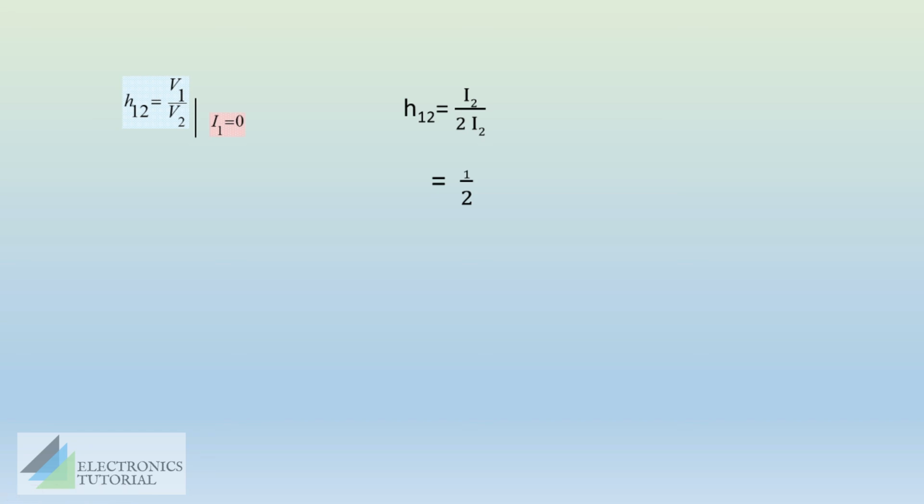One more parameter value needs to be found out, H22. H22 is having I2 in the numerator and V2 in the denominator. We'll try by substituting the value of V2 in this expression. V2 is 2I2. H22 becomes I2 divided by 2I2 and we'll get this simplified as 1 by 2 mho. The unit mho is given here just because this is an admittance value.